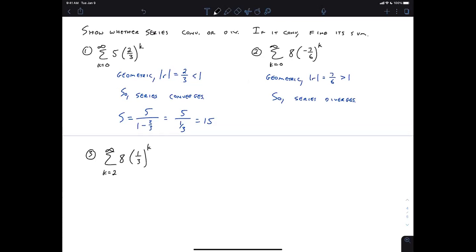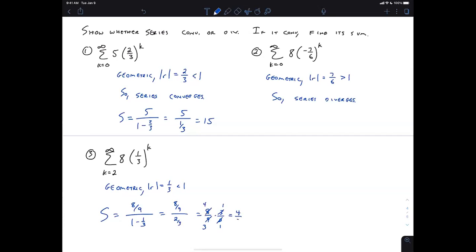Okay, so when we're doing this, we should say, okay, it is geometric. The absolute value of r is 1/3, which is less than 1. The sum is 8/9 over 1 minus 1/3. That's 8/9 over 2/3. That's 8/9 times 3 over 2. These cancel. And this converges to 4/3.